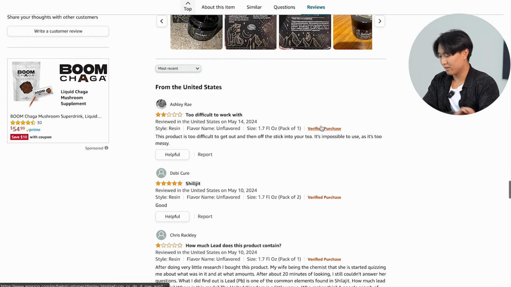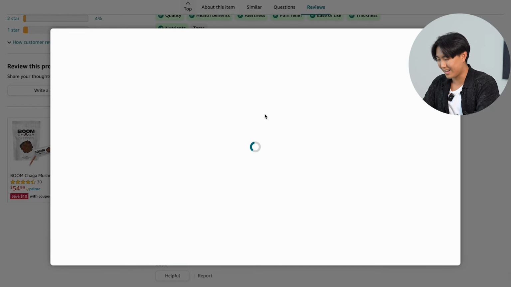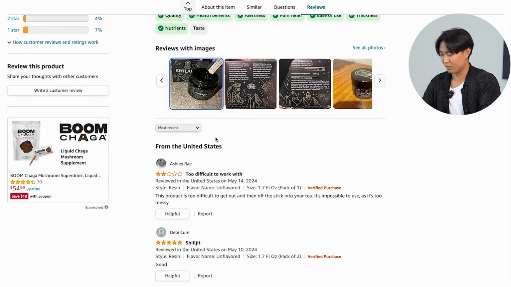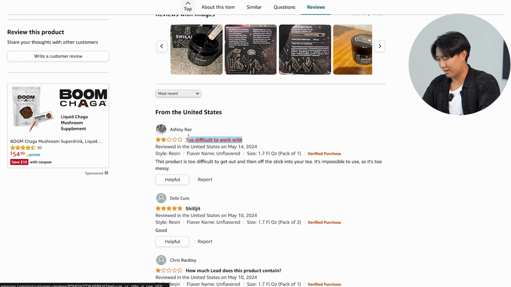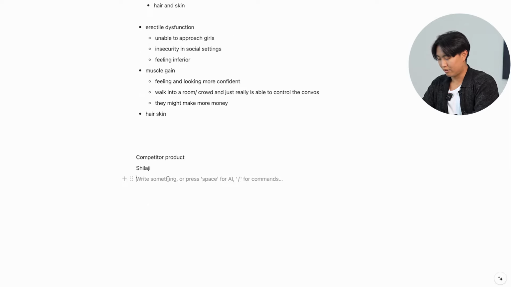Okay, so this is interesting because if you understand the Shilajit space, you'll know that Shilajit is this thick tar thing, right? Where basically it air dries if you leave the cap open for too long, and the bottom like 20% of the product is really hard to scoop out. So if you've ever had any experience with Shilajit, you'll know that. But basically it's, okay, difficult to work with. So this is a competitor product, right? So I'm digging for potential objections. Competitor products, Shilajit, and then we're looking for potential objections, right? Difficult to work with, fine, whatever.